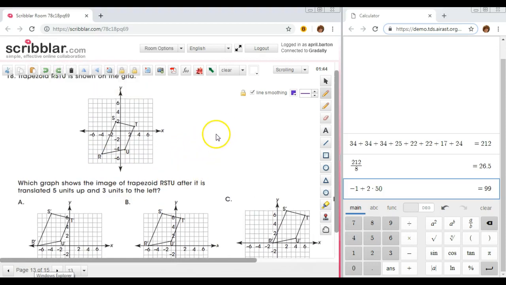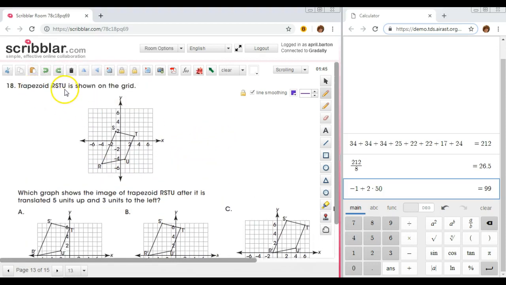Question 18 says trapezoid RSTU is shown on the grid. Which graph shows the image of trapezoid RSTU after it's translated 5 units up and 3 units to the left? A translation is basically the same thing as sliding your figure around the graph. To do this, we focus on one point at a time. I'm going to focus on point S. And we follow the instructions of the translation.